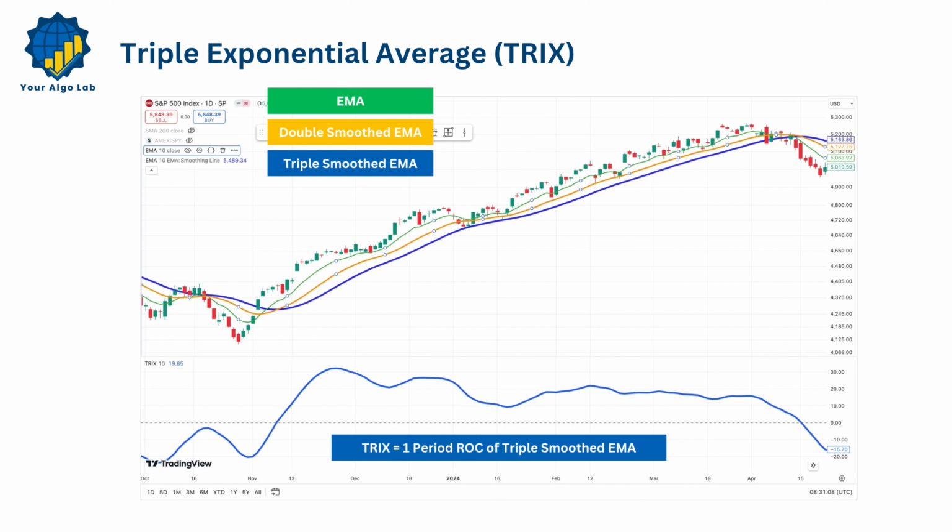There are several ways to interpret the TRIX, but here we use the zero-line crossover. Since the TRIX represents the one-period rate of change, it effectively measures the direction of the triple-smoothed EMA. When the TRIX is above the zero line, it indicates that today's triple-smoothed EMA is higher than it was in the previous period. Conversely, when the TRIX is below the zero line, it means today's triple-smoothed EMA is lower than it was a period ago. With this understanding, let's dive into the backtesting.